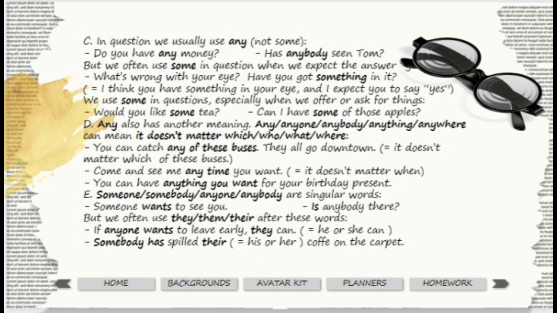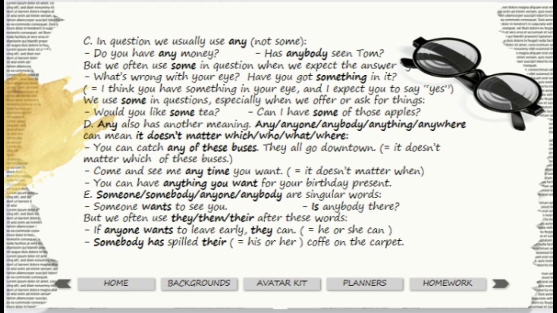D. Any also has another meaning. Any, anyone, anybody, anything, anywhere can mean it does not matter which, who, what, or where. For example, you can take any of these buses. They all go downtown. It means it does not matter which of these buses.